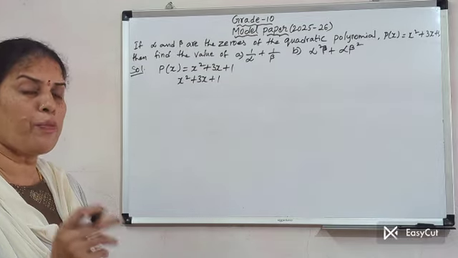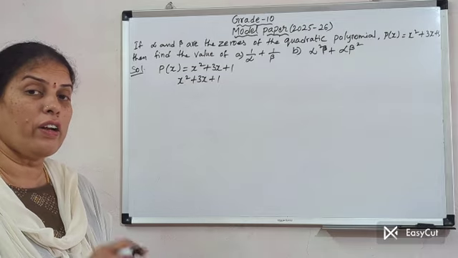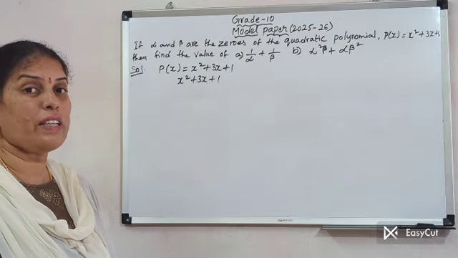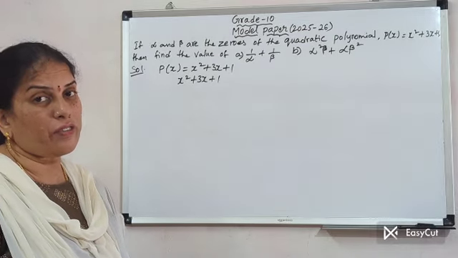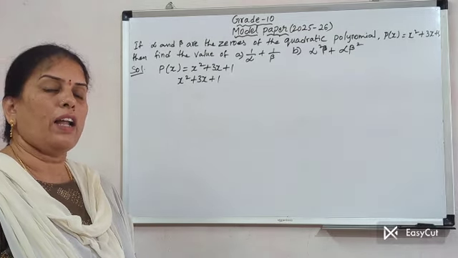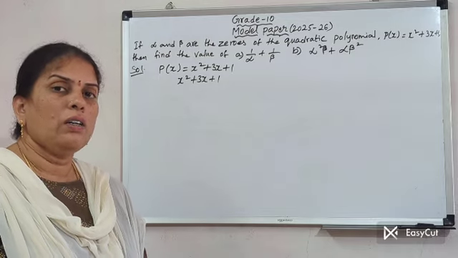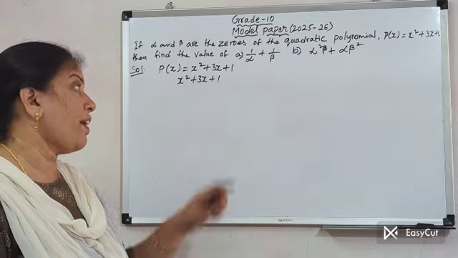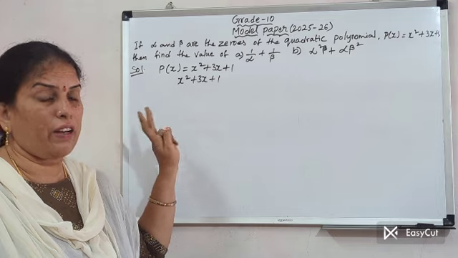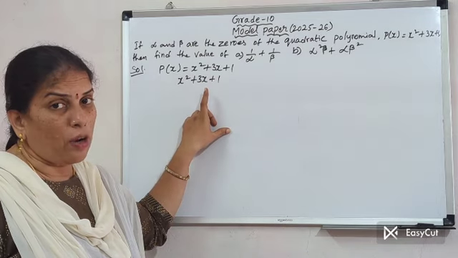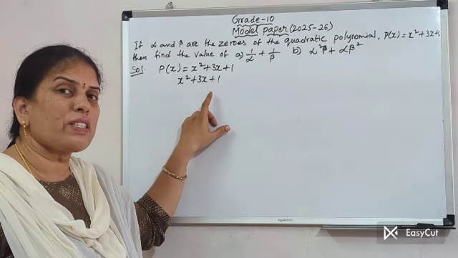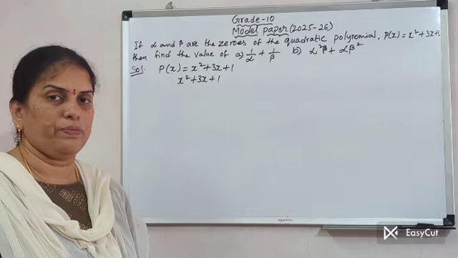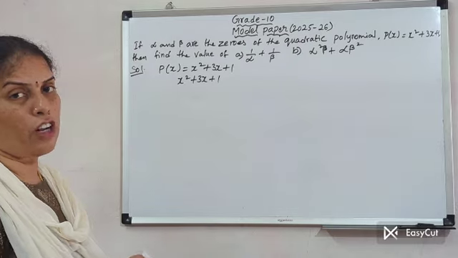Now, the zeros of the polynomial. What is the formula for the sum of the zeros of the polynomial? Alpha plus beta is equal to minus b by a. We will get the alpha plus beta value. Next, the product of the zeros: alpha beta is equal to c by a. We will get that value also. Now, we will follow that method.